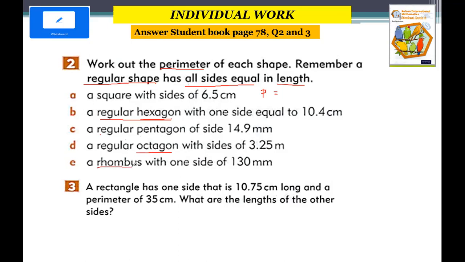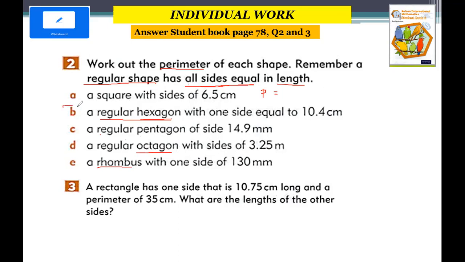A rhombus, all the sides are equal, okay? So I want you to find the perimeter of all the sides. One side is given, and remember, all the sides are equal. Therefore, what do you do? I have explained already a while ago that when all the sides are equal, you're going to multiply.